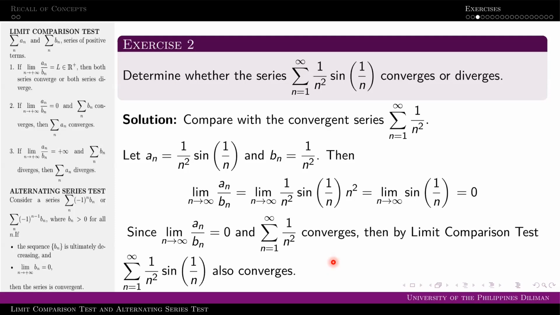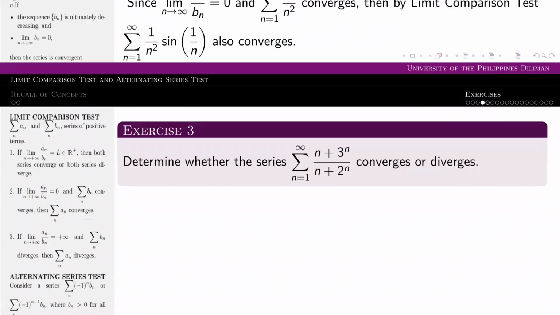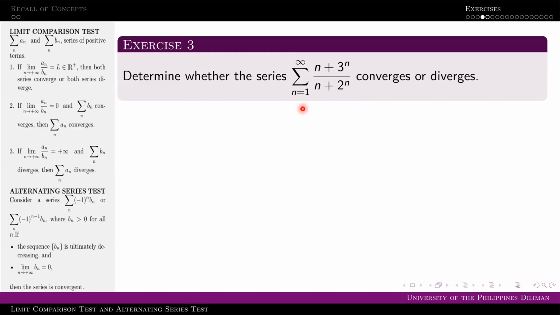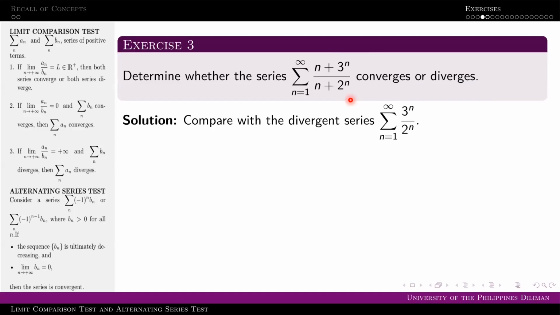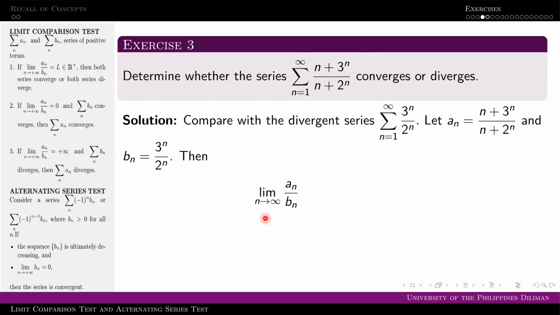Okay, so exercise 3 na tayo. Sa exercise 3, we are given the sum from 1 to infinity ni n plus 3 raised to n over n plus 2 raised to n, which we know to diverge via comparison test. So let's use limit comparison test this time, and let's use the same series for comparison, 3 halves raised to n, which is a divergent geometric series. So we set an to be this and bn to be our geometric series. So kunin natin yung limit as n approaches infinity ni an over bn.